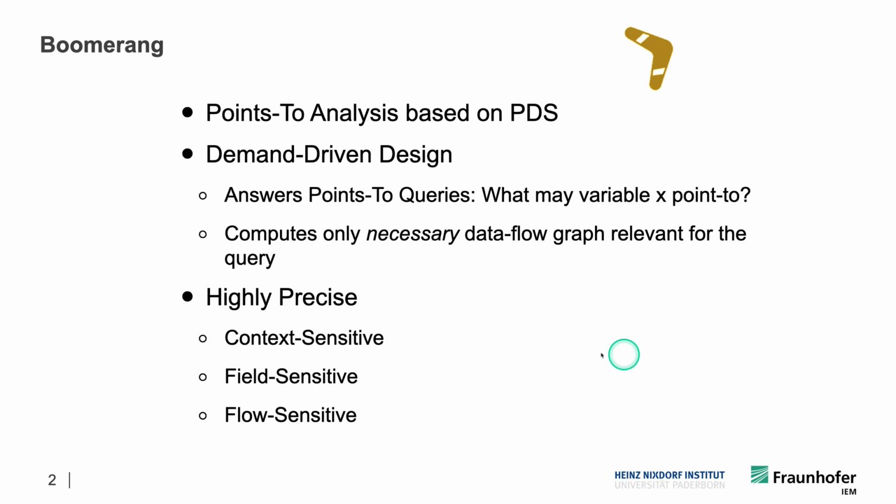So what is this Boomerang solution or algorithm all about? It's basically a points-to analysis, but based on push-down systems. And to continue our discussion from the previous week, it is based on the demand-driven design. So it basically answers points-to queries. What may variable X actually point to? And because it's demand-driven, it computes only the necessary data flow graph relevant for the query. And like I already said, it combines context, field, and flow sensitivity all together to some very large extent.